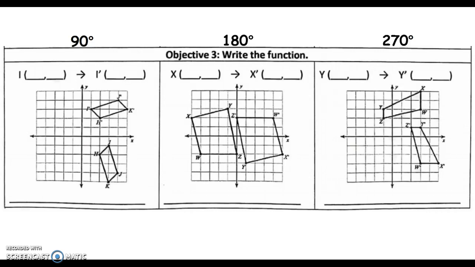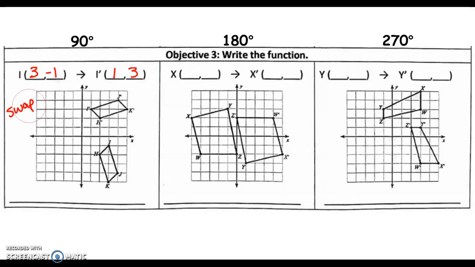So you're going to choose one ordered pair. Choose one letter. I've chosen I for this one. So we need to write the ordered pair for I. It is 3, negative 1. And then we need to write the ordered pair for I prime. It is 1, 3. The first thing that you need to ask yourself is, did the numbers swap places? And the answer is yes. You see how 3 started out first and now it's second? So we know that they swap places.